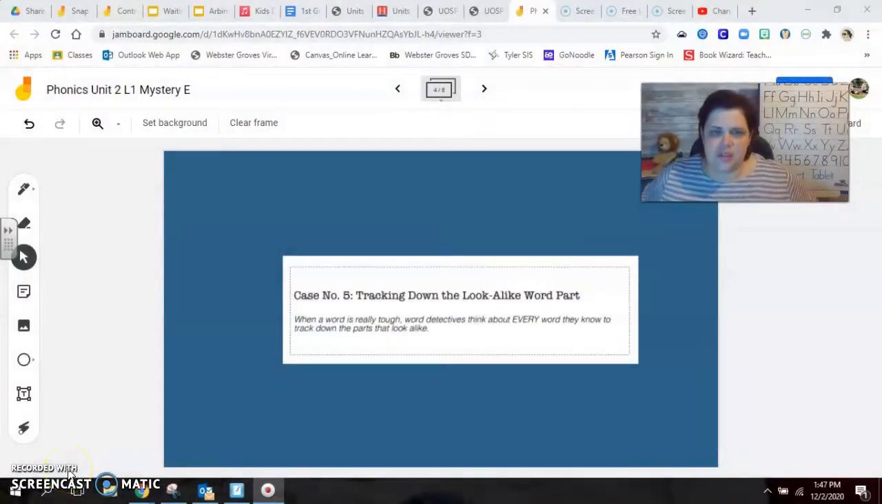Okay? Our case today is the case of tracking down the look-alike word part. It says when a word is really tough, word detectives think about every word they know to track down the parts that look alike. So what they're telling us is when you find a tricky word when you're reading, you can look at that word and find parts that are like words you already know, like words on our Snap word wall, or words that you just happen to be able to read or write already. So let's jump right into the evidence and see what we can find.